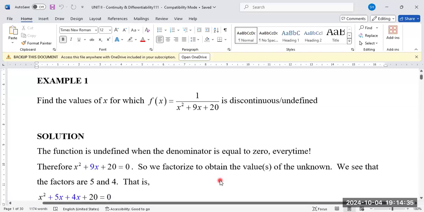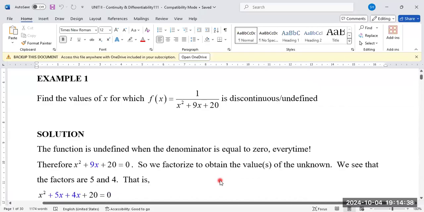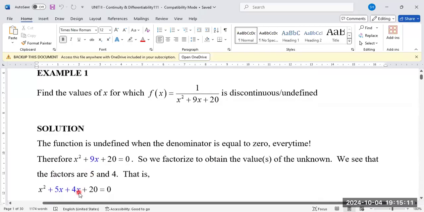Again, we're going to be multiplying the coefficient of x squared by the constant. The coefficient of x squared is 1. The constant is 20. I need two numbers that, when multiplied together, will give me 20, but when added will give me 9. And you can see that 5 times 4 is 20, but 5 plus 4 is equal to 9. So I'm substituting this 9 for my factors 5x and 4x.